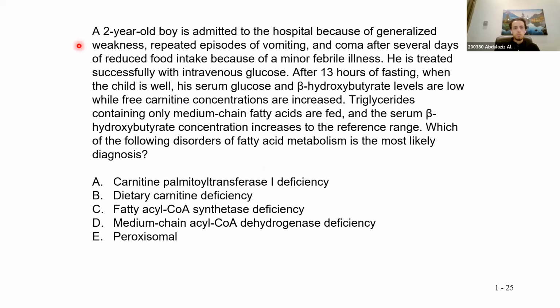Last question. A 2-year-old boy is admitted to the hospital because of generalized weakness, repeated episodes of vomiting, and coma after several days of reduced food intake because of a minor febrile illness. He is treated successfully with IV glucose, and after 13 hours of fasting, when the child is well, his serum glucose and beta-hydroxybutyrate levels are low, while free carnitine concentrations are increased. Triglycerides containing only medium-chain fatty acids are fed, and the serum beta-hydroxybutyrate concentration increases to the reference range. Which of the following disorders of fatty acid metabolism is most likely the diagnosis?